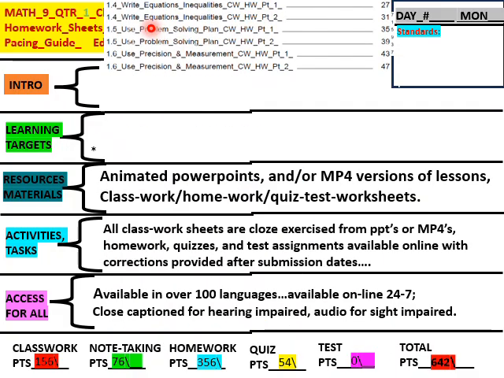So we have 1.4, write equations and inequalities, classwork homework part 1, and 1.4, write equations and inequalities, classwork homework part 2. Then 1.5, use problem-solving plan to solve problems, classwork homework part 1 and part 2. 1.6, use precision and measurement, classwork homework part 1 and part 2.